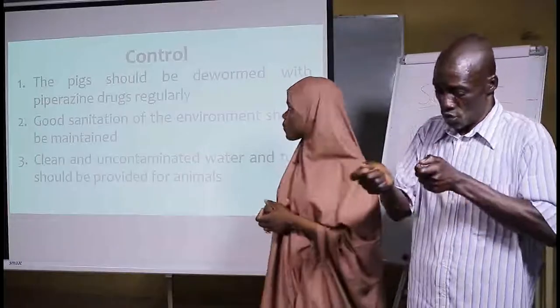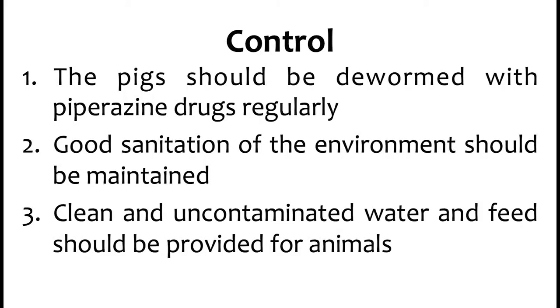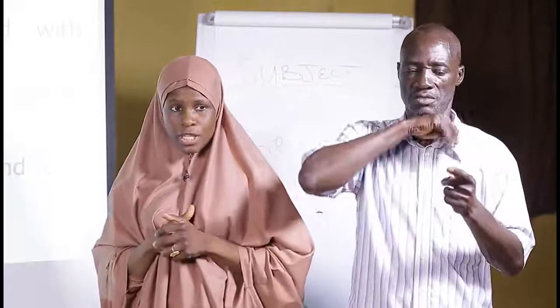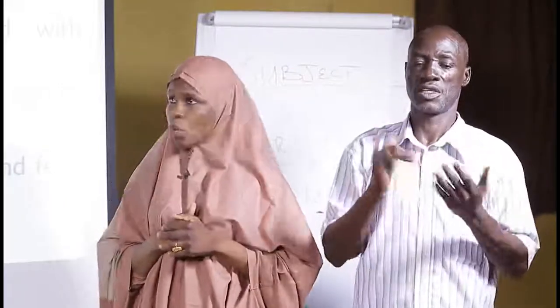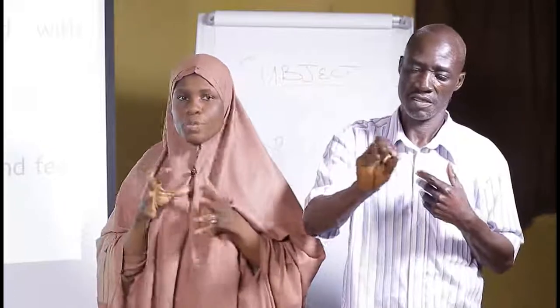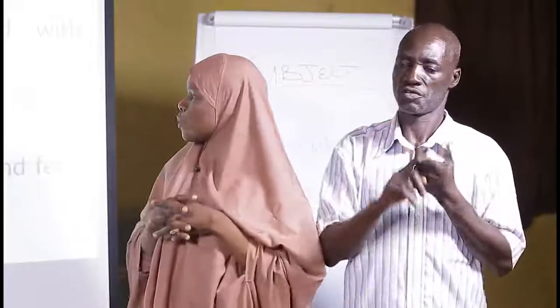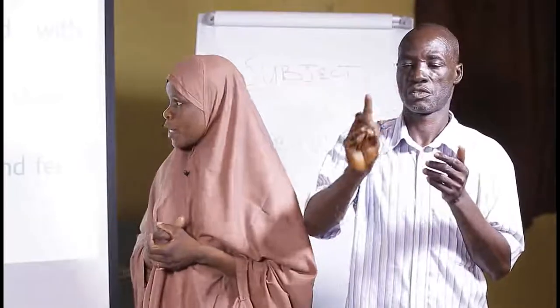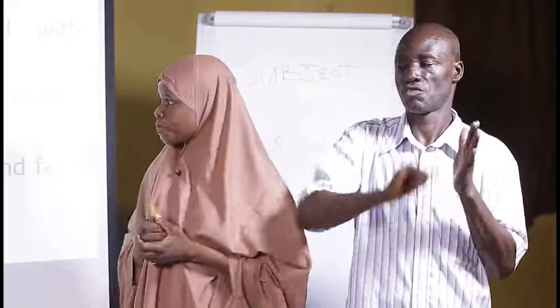Control measures. Number one, the pig should be dewormed with piperazine drugs regularly. That is, when the pig is affected or has roundworm, what you do is deworm it using piperazine drugs at regular intervals, to eliminate the roundworm.